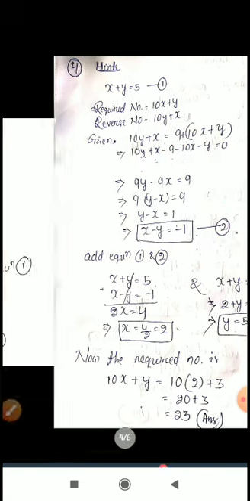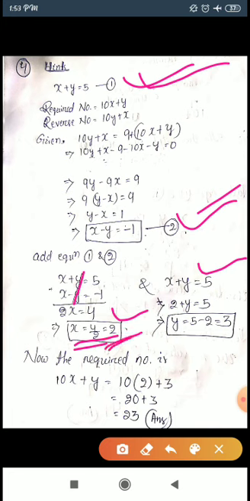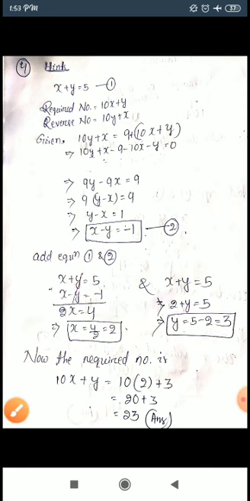This is our equation 1 and this is 2. Add these two equations to eliminate the value of x and y. Now 2x equal to, this 2y will be cancelled out, 2x equal to 4 and x equal to 4 by 2, that is equal to 2, and put the value of x in equation 1 or equation 2, you can take either. I have taken equation 1. x plus y equal to 5, that is 2 plus y equal to 5, then y will be 5 minus 2, it is 3.